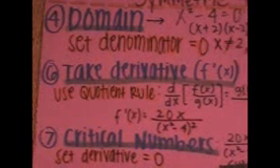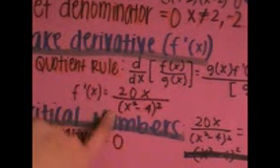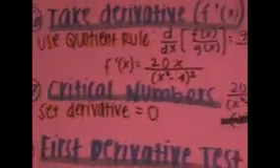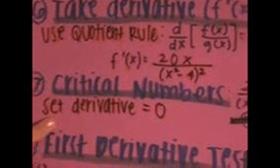Step 6 is taking the derivative of the function, which is f prime of x. For this function, you have to use the quotient rule, which is the derivative of the top times the bottom minus the derivative of the bottom times the top, all over the bottom squared. Once you do that, you will get f prime of x equals 20x over (x squared minus 4) squared. Then you have to find the critical numbers by setting the derivative equal to 0. Once you do that, you will find that the critical number is only x equals 0.